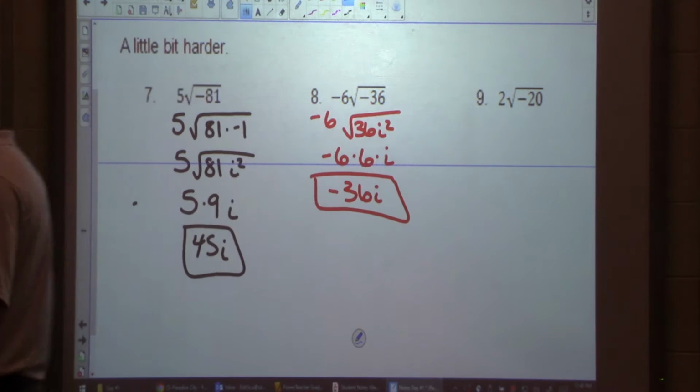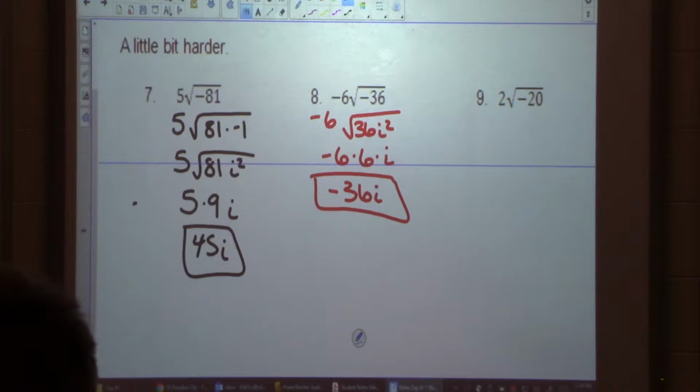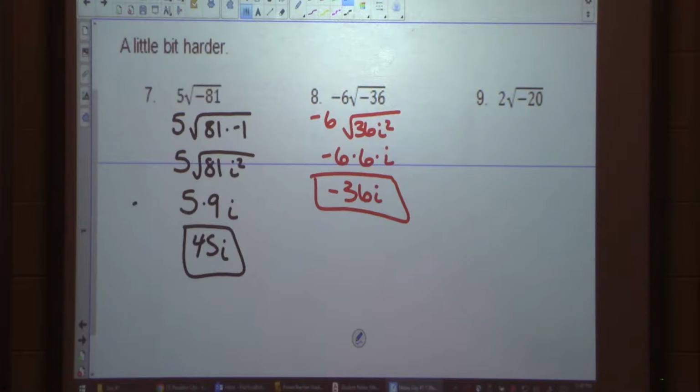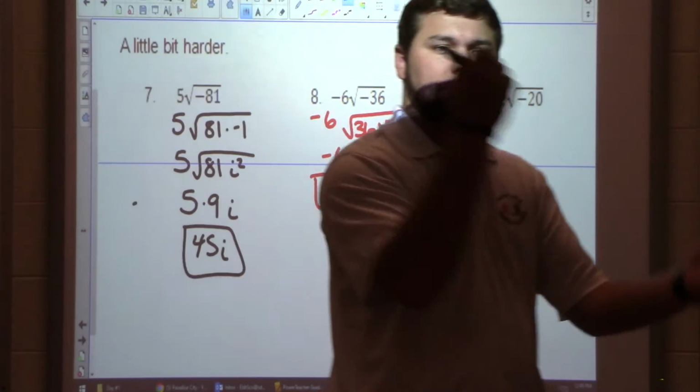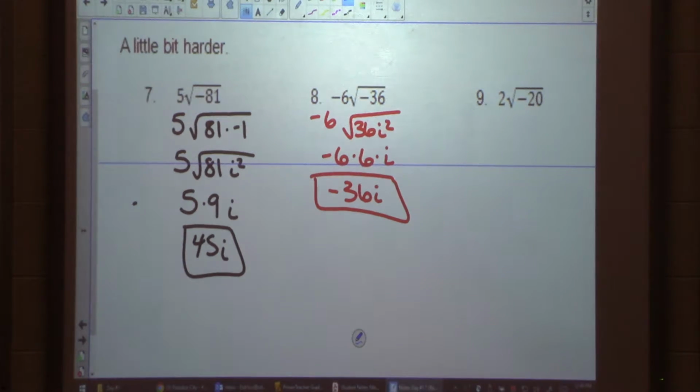I split it into 4 and 5, and I did 2 times 2 times the square root of 5 times imaginary, which got me 2 times 2 times 5 imaginary. Kylie, Haley, Paige. Did you guys come up with anything?